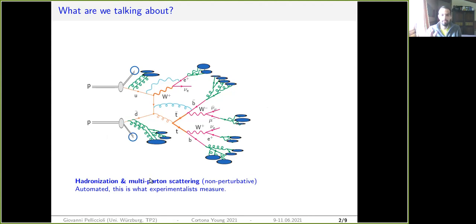So the non-perturbative description of the process after parton shower. This is also automated, and this is what we see in the detectors, right? So hadrons and leptons.